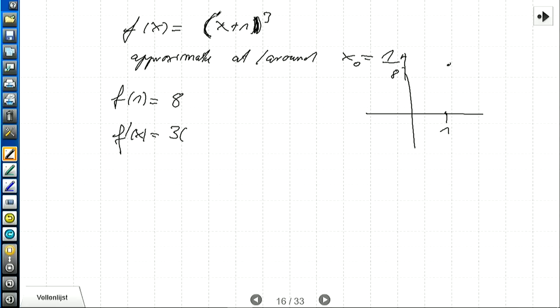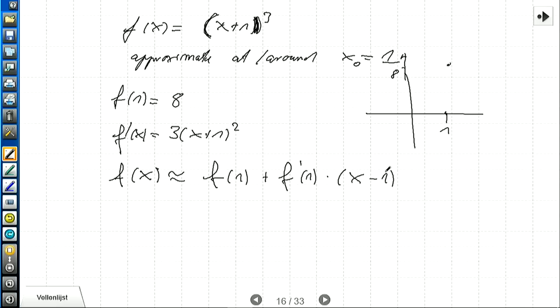One bracket, I'm sorry. The chain rule gives 3 times (x plus 1) squared, right? That's the chain rule. And so the first approximation is, now what is it? The function is approximately the value at 1 plus the derivative at 1 times how far away I am from 1. So what does it mean? I claim that it is 8 plus, what's the value of this derivative if I plug it in?